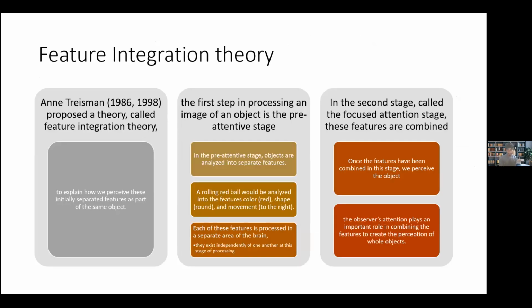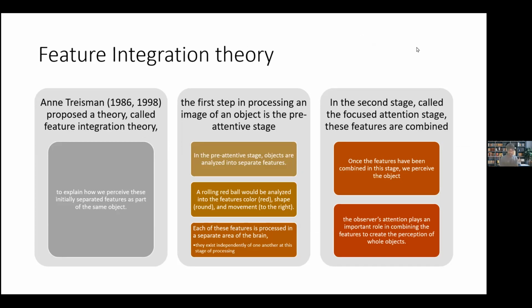So the last one is the feature integration theory. This is given by Anne Treisman. Again, this is the person who gave the attenuator model. Here, this was based on the prior research done by Shiffrin and Schneider, similar to their division between automatic and controlled processing.